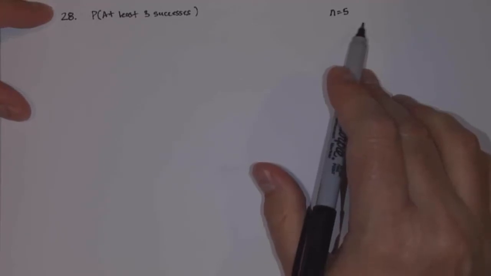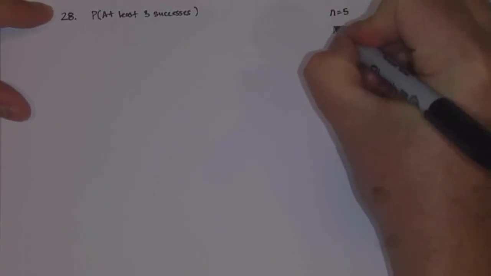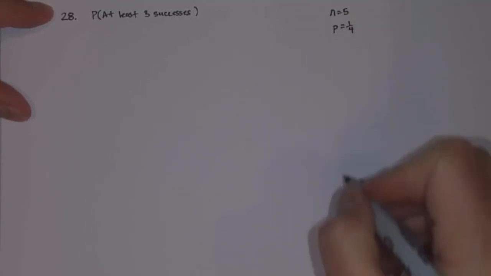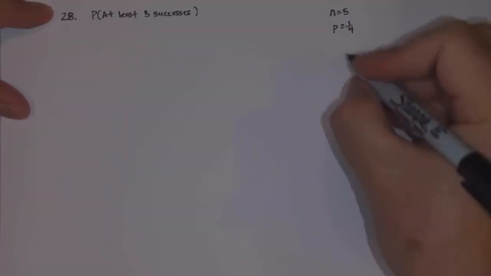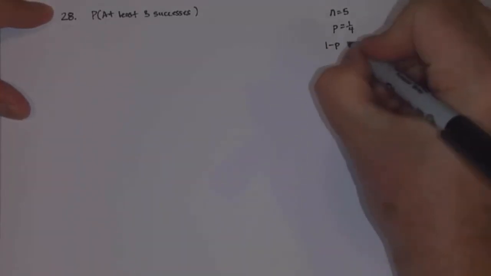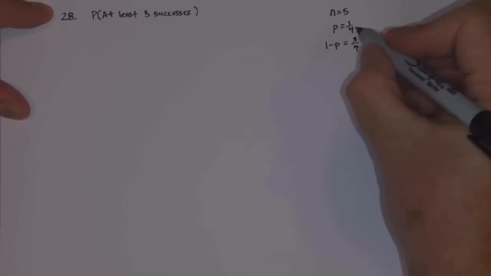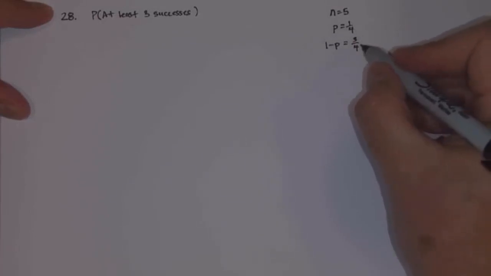Now, there are 5 questions on the quiz, okay? And each question has 4 options to pick from. So that means that the probability of guessing the answer correct will be 1/4, okay? That also means the probability of guessing the answer incorrectly is going to be 3/4, okay? So this is the probability of success. This is the probability of failure, okay?